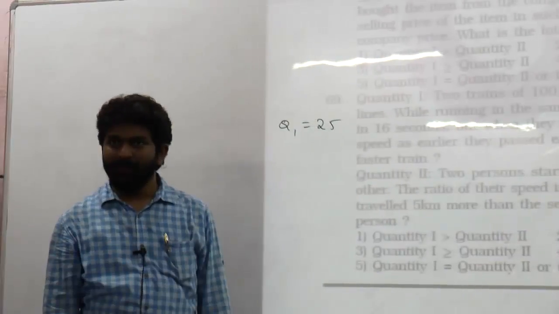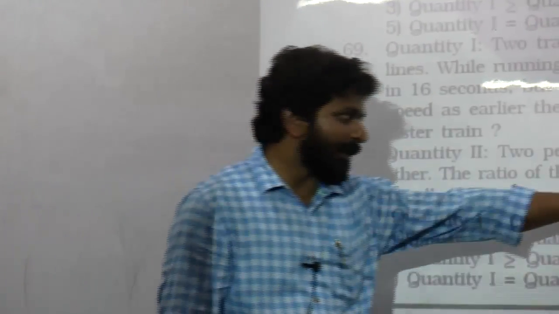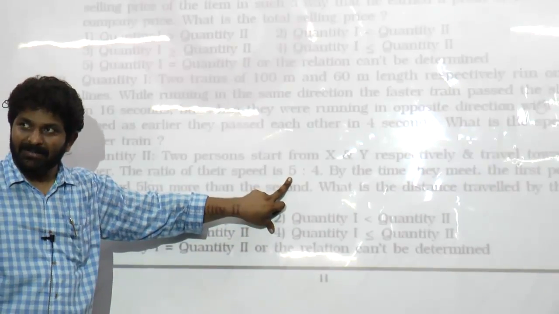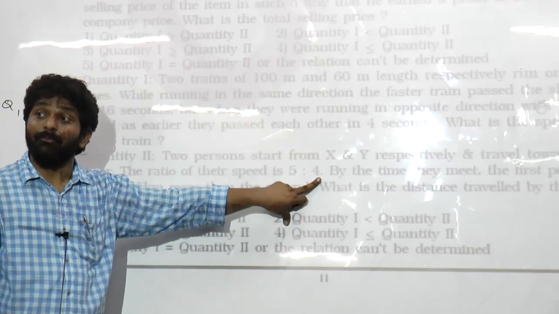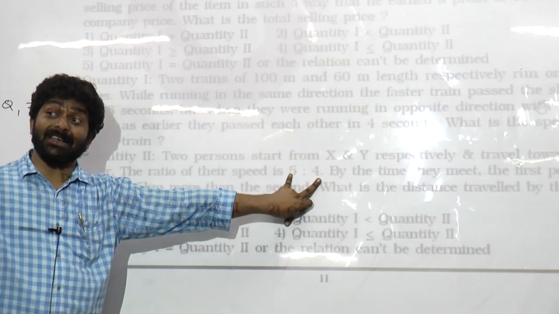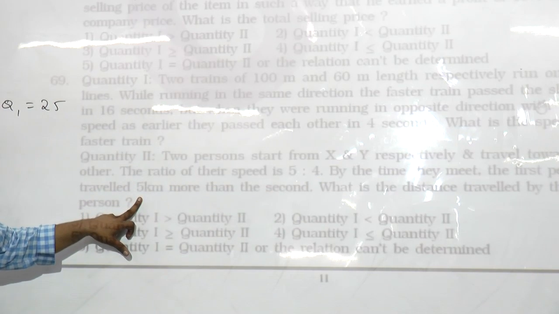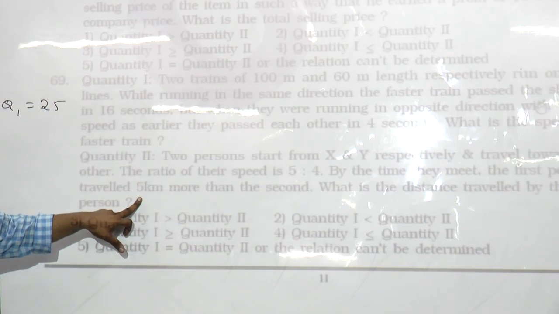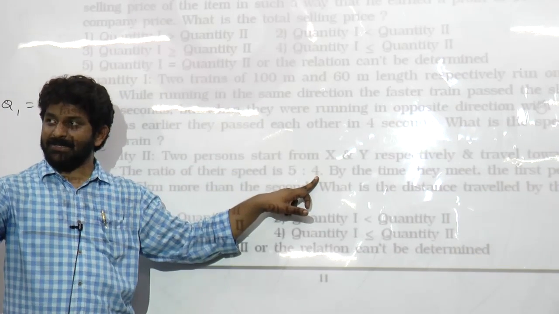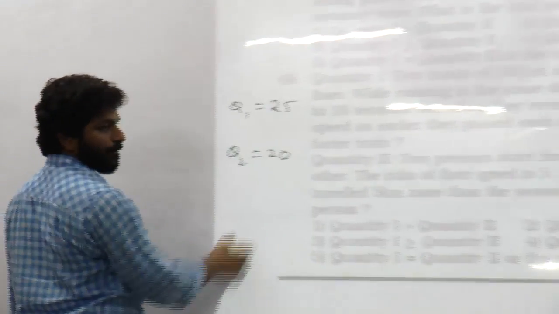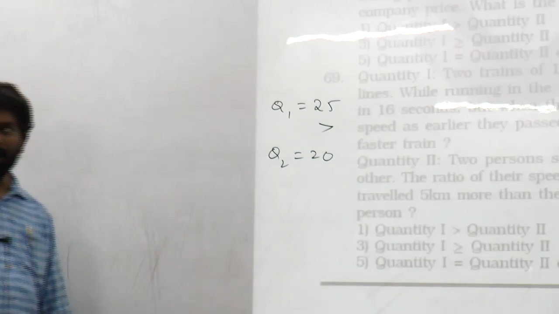Distance ratio will be directly proportional to their speed ratio. Yes or no? Right. Speed ratio is given 5 parts, 4 parts. So first person can cover 5 parts. In the same time, second person can cover 4 parts. What is the extra distance covered by first person? 1 part. And in terms of kilometers, 5. 1 part is equal to 5. Second person travelled 4 parts. 1 part is 5, 4 parts is 20. Quantity 2 is 20. Quantity 1 more than quantity 2.